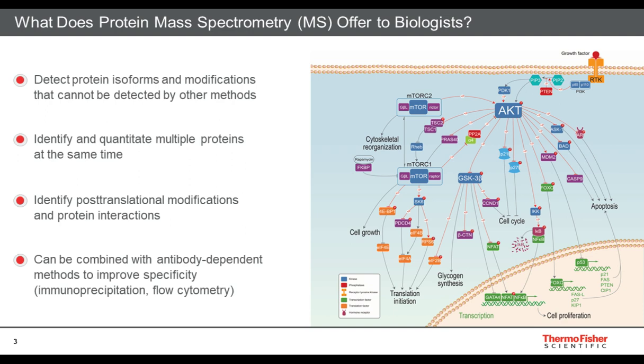That's what biologists are looking at. Protein mass spectrometry offers detection of protein isoforms and modifications that cannot be seen by other methods, as well as the ability to identify and quantify multiple proteins at the same time, identify their post-translational modifications such as phosphorylation, as well as protein-protein interactions. And mass spectrometry can be combined with other antibody-dependent methods to improve specificity, such as immunoprecipitation or flow cytometry, which can be used upstream of the mass spectrometry.